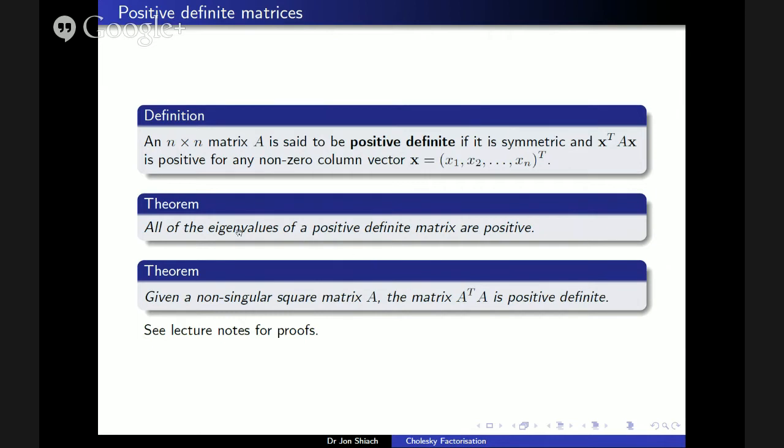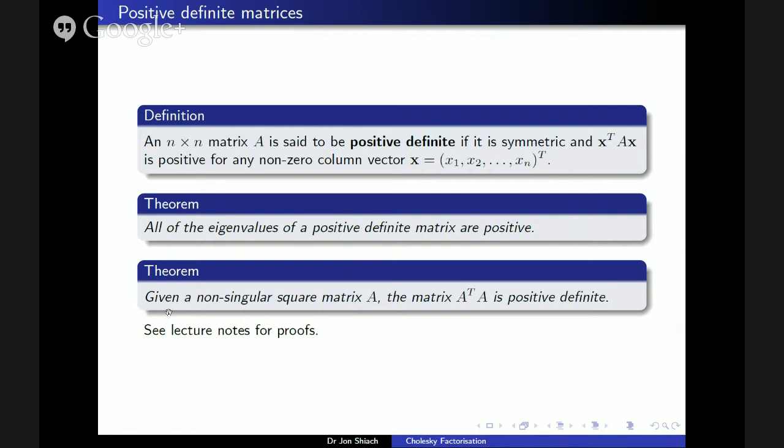Another theorem is all eigenvalues of a positive definite matrix are positive. But that does not mean that if you have a square matrix, calculate its eigenvalues, and they're all positive, we have a positive definite matrix. That's not the case. So these are just a couple of definitions and theorems which you should be aware of, but they're not that useful.